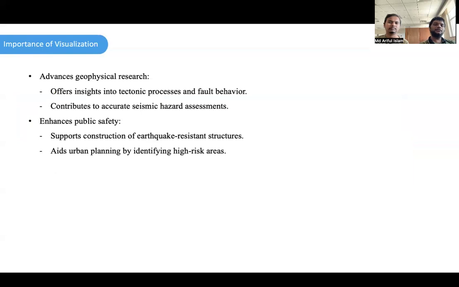The importance of our visualization is that it helps to understand geophysical research, how the tectonic process and the fault behavior are impacted by the earthquake, and it helps with seismic hazard assessment. It also helps to enhance public safety because it visualizes the more earthquake prone areas and the less earthquake prone areas.